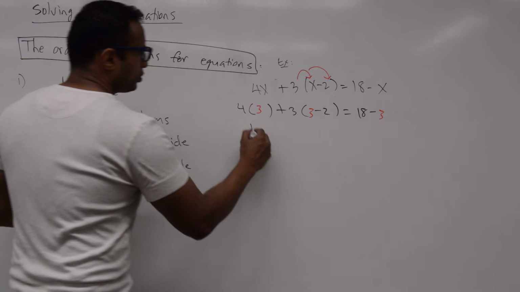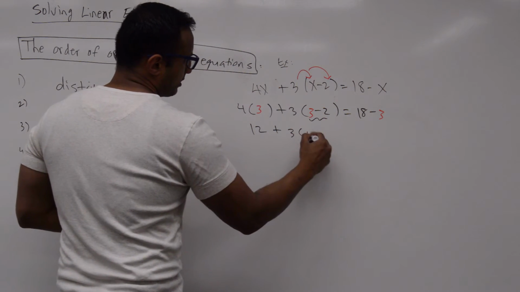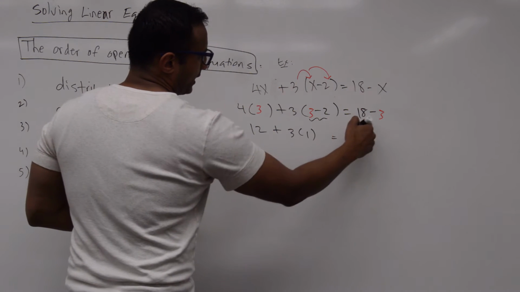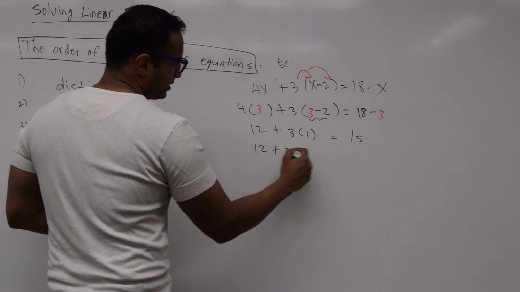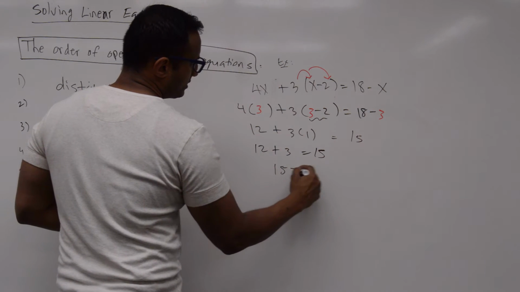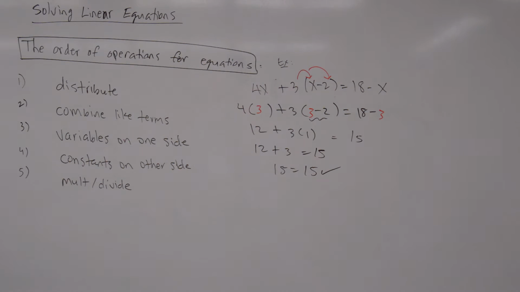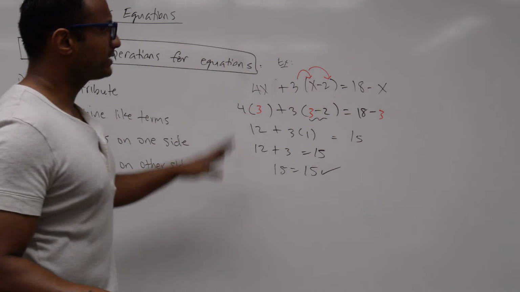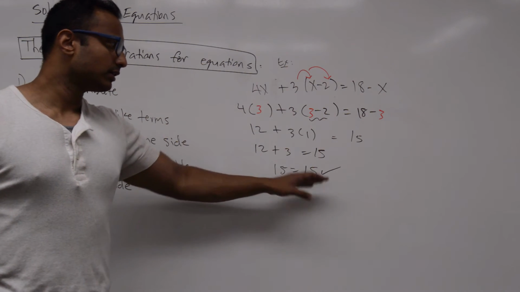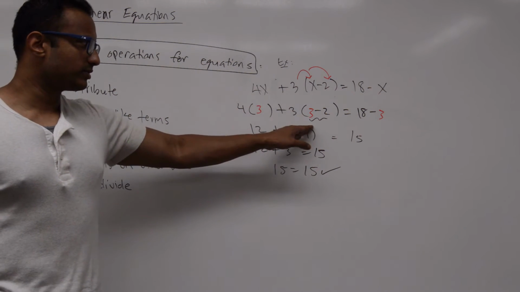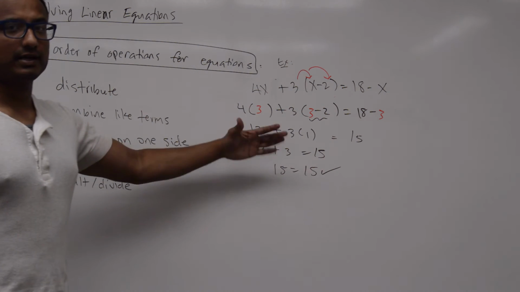Okay, so this gives you 12. 3 minus 2 is 1, so this is going to be 3 times 1. And 18 minus 3 is 15. 3 times 1 is 3, so we get 12 plus 3, which is 15. And since 15 equals 15, a solution to any equation is a number that makes the left side equal to the right side. Because 15 equals 15, this value of x equals 3 made the left side equal to the right side, which means x equals 3 is a solution, and our answer checked out.